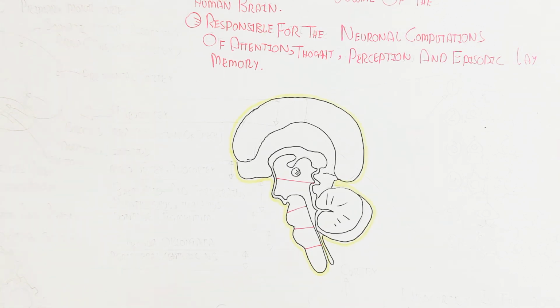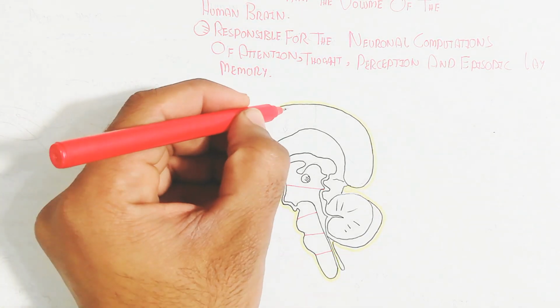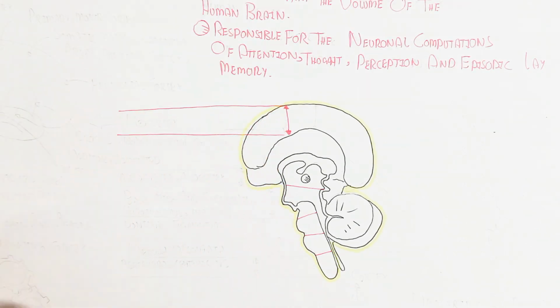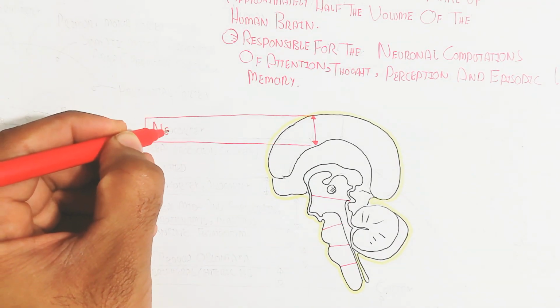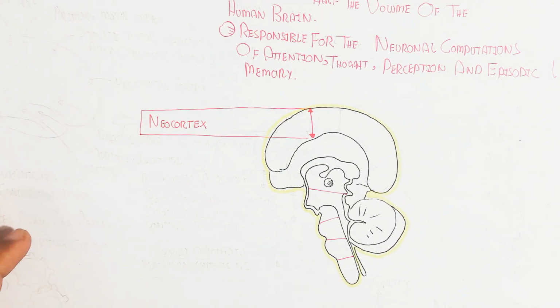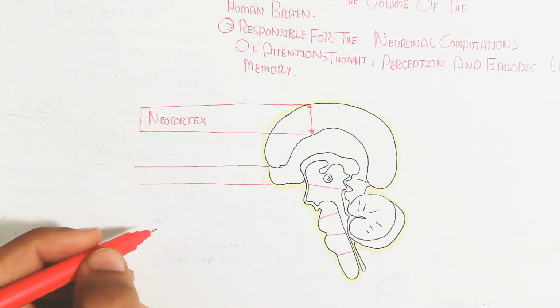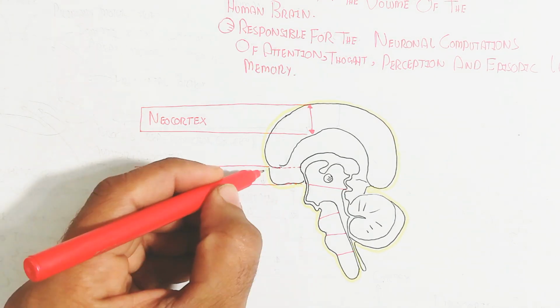So this is the brain, which contains the brainstem and the cerebral cortex. This upper part is the neocortex. We will also understand the other parts of the brain first, but our concern in this video is the neocortex.